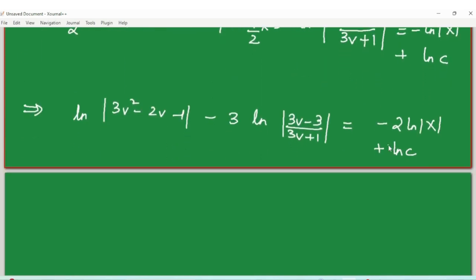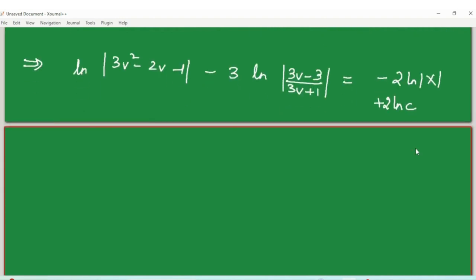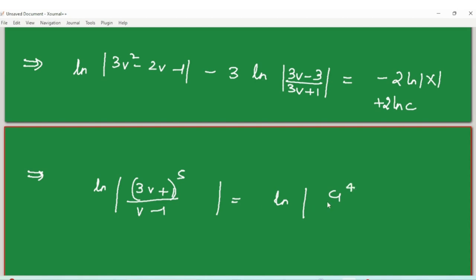the steps ahead and make the solution a little presentable. So 2 goes here also if we want, otherwise we can replace this by a new constant name, let's say capital C or something, and then combining the logs we can see that it takes the form log of 3v plus 1 to the power 5. After all the simplification and cutting it out, it takes this shape.